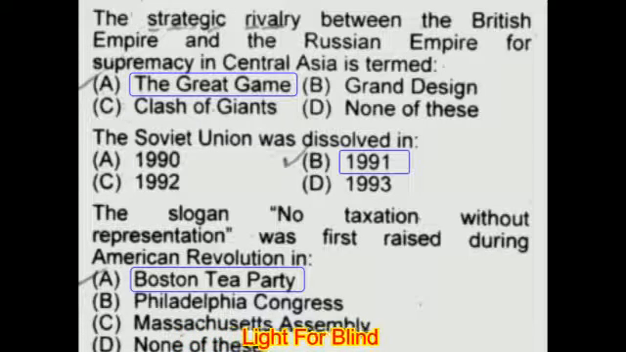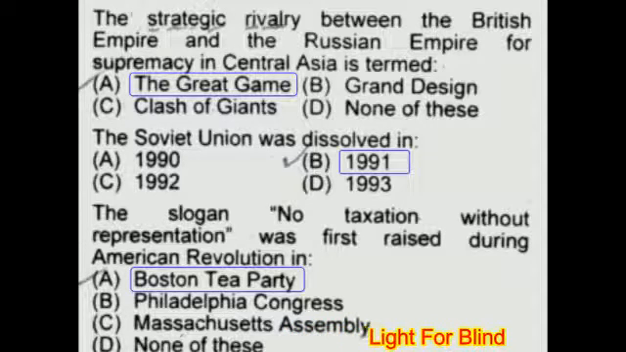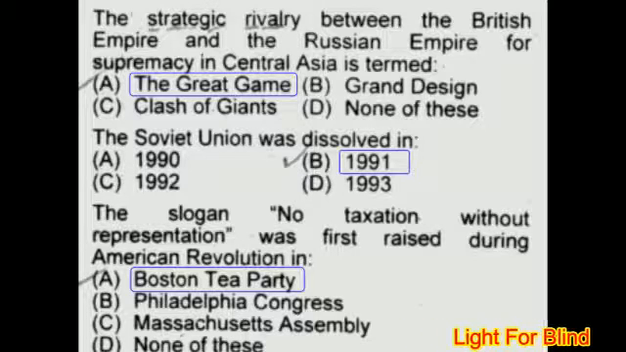Number 68. The Soviet Union was dissolved in. Answer is 1991. Number 69. The slogan "No taxation without representation" was the first raised during American Revolution in. Answer is Boston Tea Party.